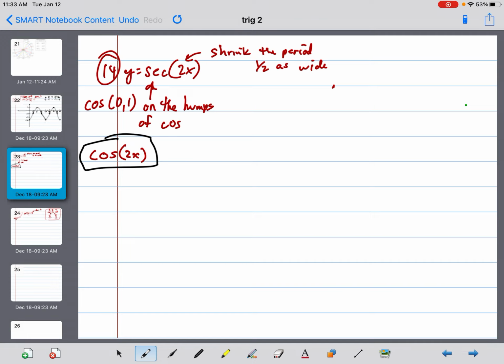At cosine 2x, at 0, cosine starts at 0, 1. 2 times 0 is 0. So this one is going to start at 0, 1.